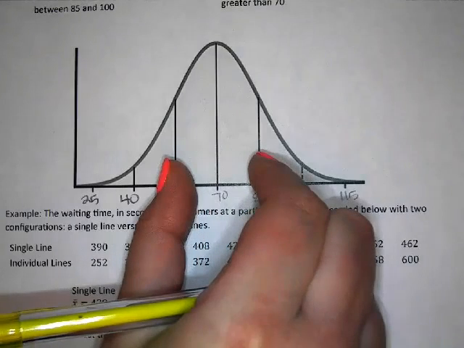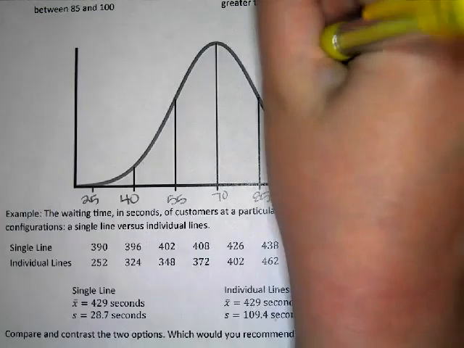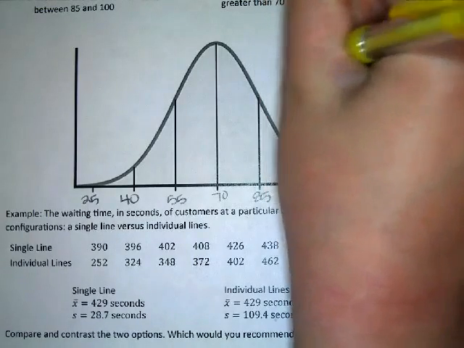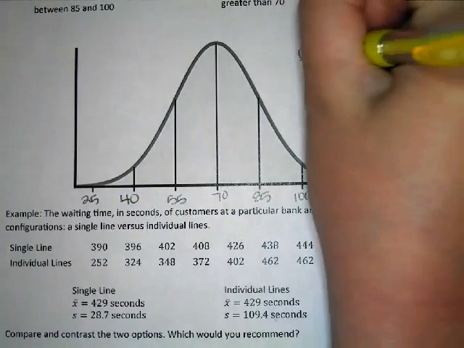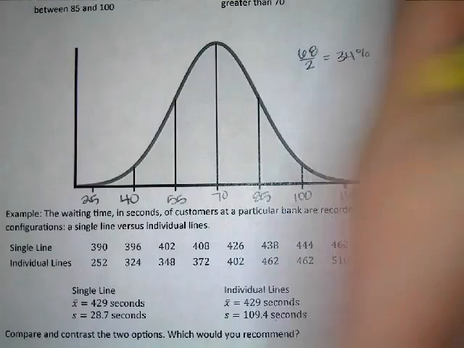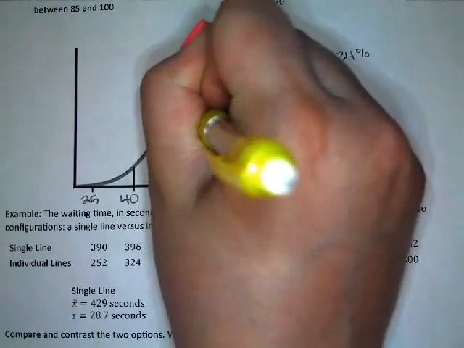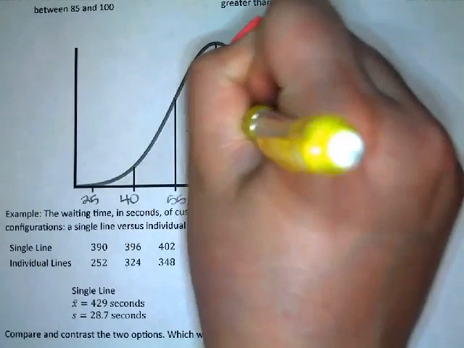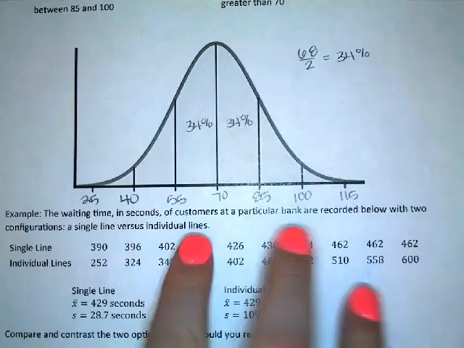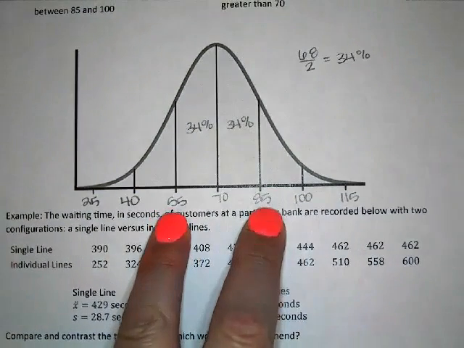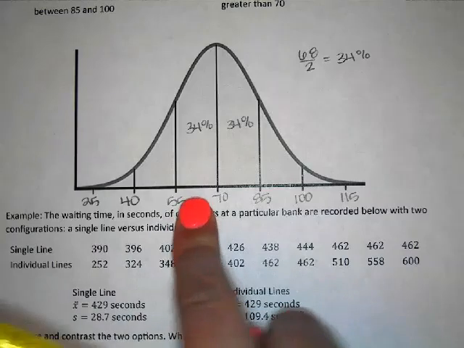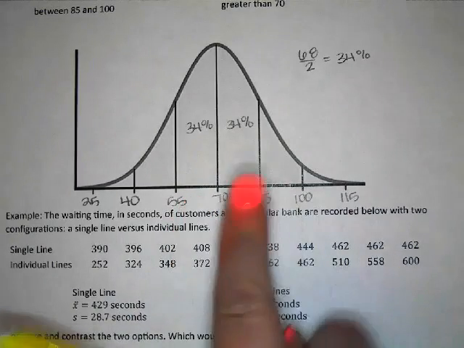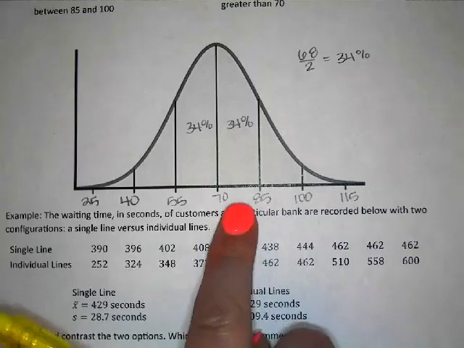Well, if I take 68% of the data and divide it in half so I can see what is in each section of this, then I can see that each of those sections is 34% of the data. And it's beneficial to break this up because now, instead of saying 68% of the data is between 55 and 85 beats per minute, I can say 34% of the data is between 55 and 70, and 34% of the data is between 70 and 85. So it's allowed me to become a little bit more specific.